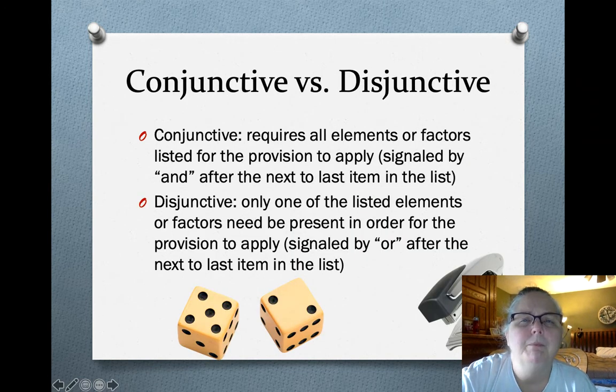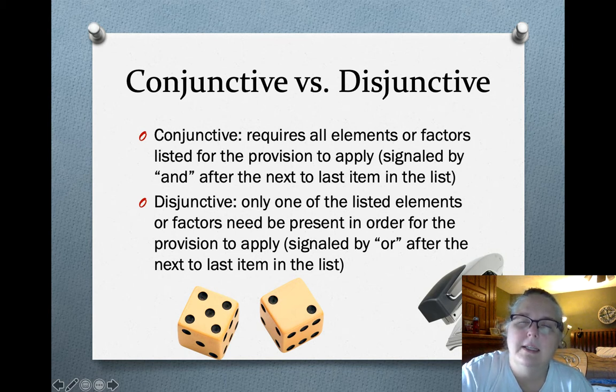So we also have to look for conjunctive versus disjunctive language in the code. This is probably hearkening you back to LARW, which I'm going to guess is a good thing. Conjunctive language requires that everything that's listed needs to be met in order for the particular rule or provision that it's listed in to apply. And this is signaled by the use of the word "and" after the next to last item in the list, the second last item.